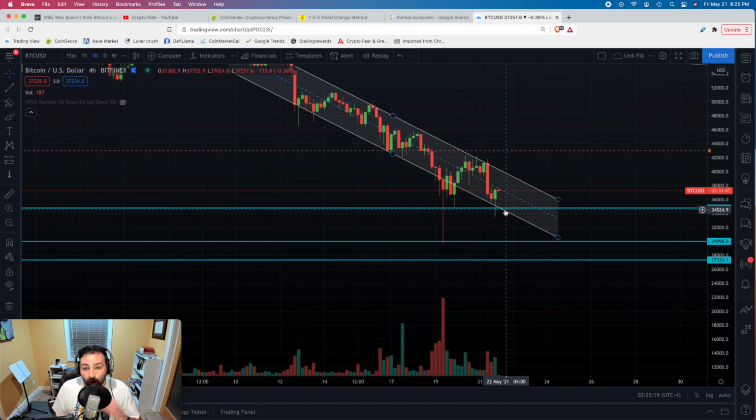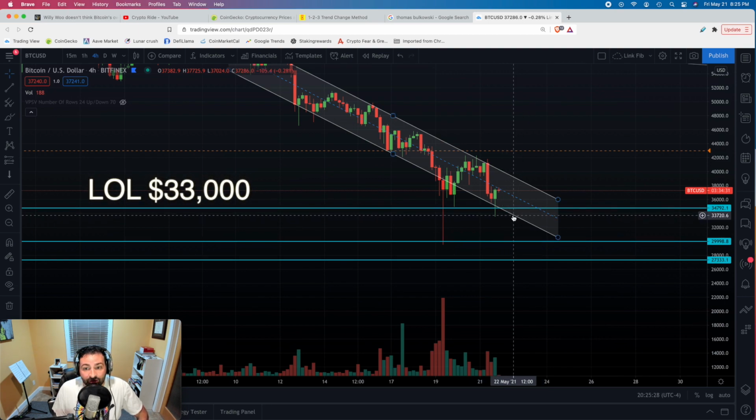But if we were to fall lower, if we were just to fall to the bottom of this channel here, you can see that it would be possible to fall back down to, let's say, about $33,000. We could retest this low here very easily.